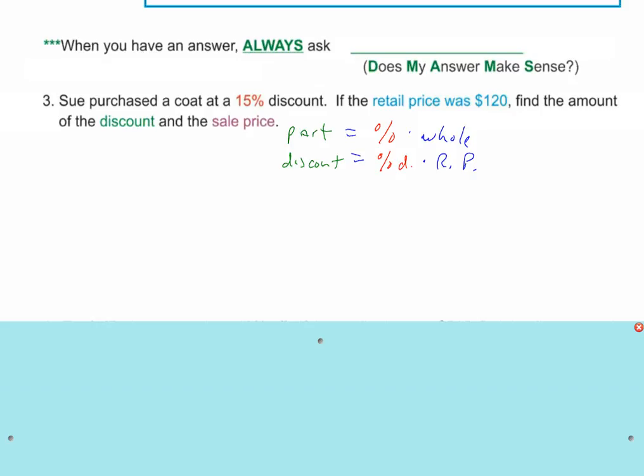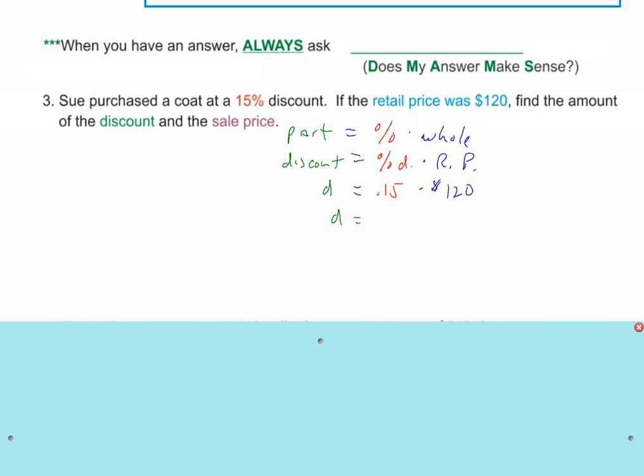Got it? All right, first thing we're going to do is figure out the discount. I'm going to use a lowercase d, which is the part. Somebody tell me what to put in for the percent. Christina. 15. Correct. So Christina took the percent and put it in decimal form, as we always do in a percent problem. And of course, retail price is $120. I'm going to leave my dollar sign in there so I remember I've got a dollar answer. I'm going to take my calculator out. This is a straight multiplication, 0.15 times 120.